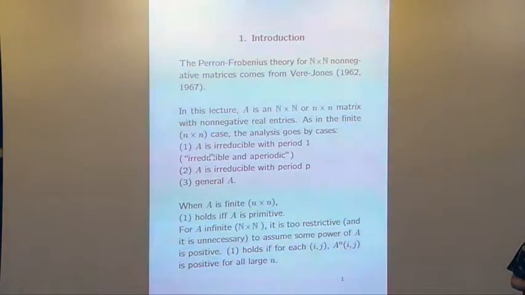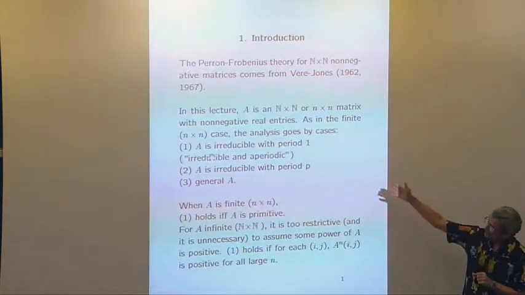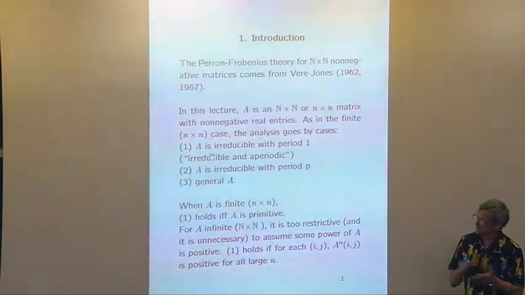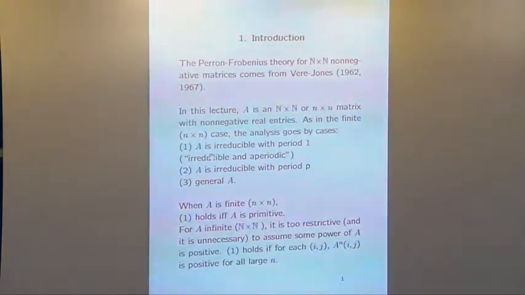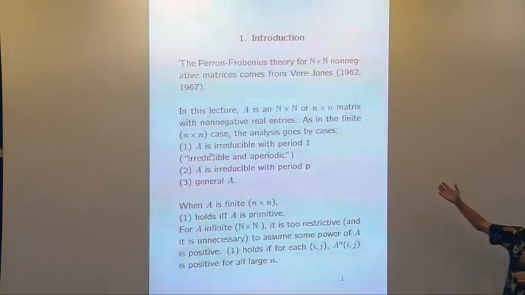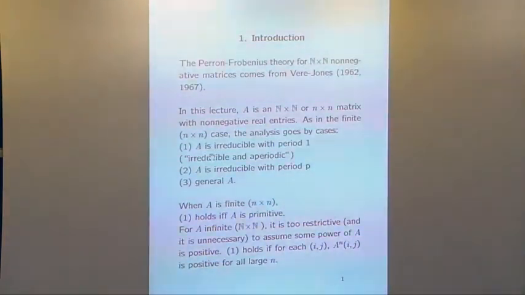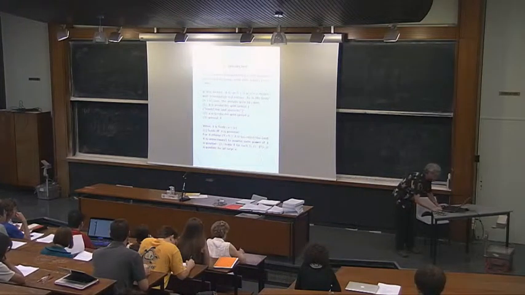Okay. Now, when A is finite, again, this class 1 is equivalent to saying that the matrix is primitive. It's non-negative and it has a positive power. Every entry is positive for that power. For an infinite matrix, it's too restrictive to say that some particular power of the matrix has every entry positive. That's too restrictive, and it's not necessary. So the description here is irreducible with period 1.